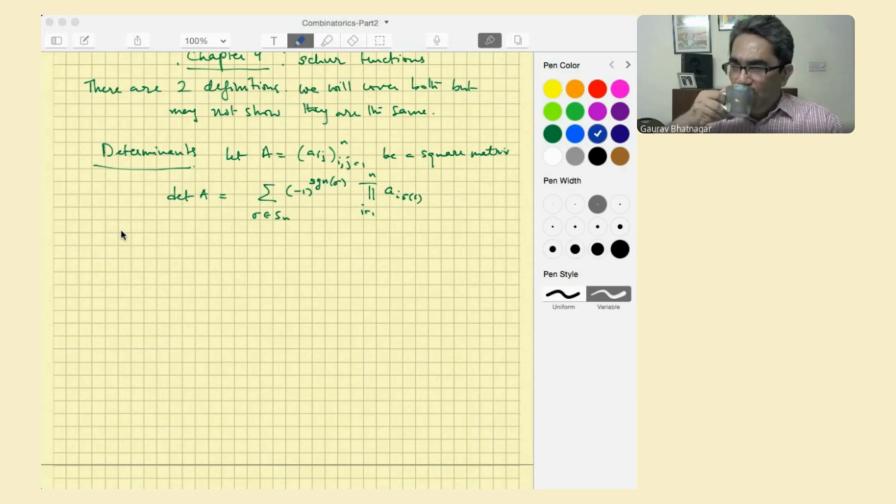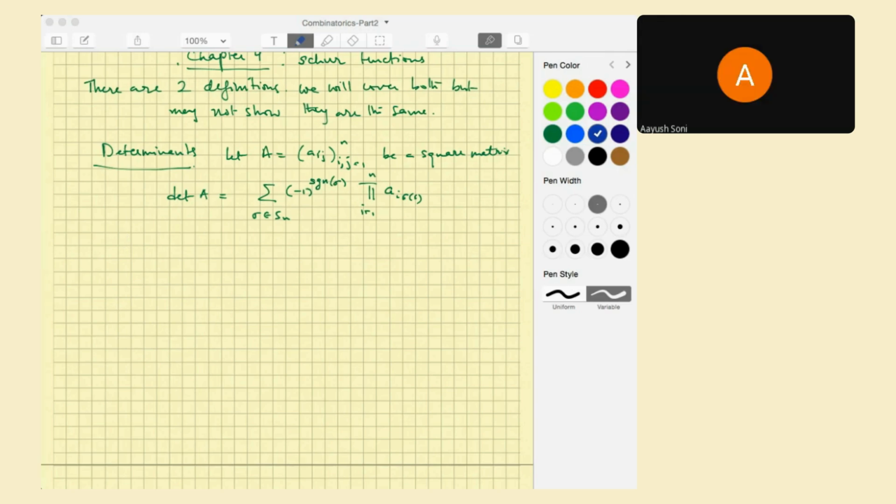I thought everybody knows. Professor, I don't think we have ever really used this definition. We know what this definition is, but we have never really worked with it.